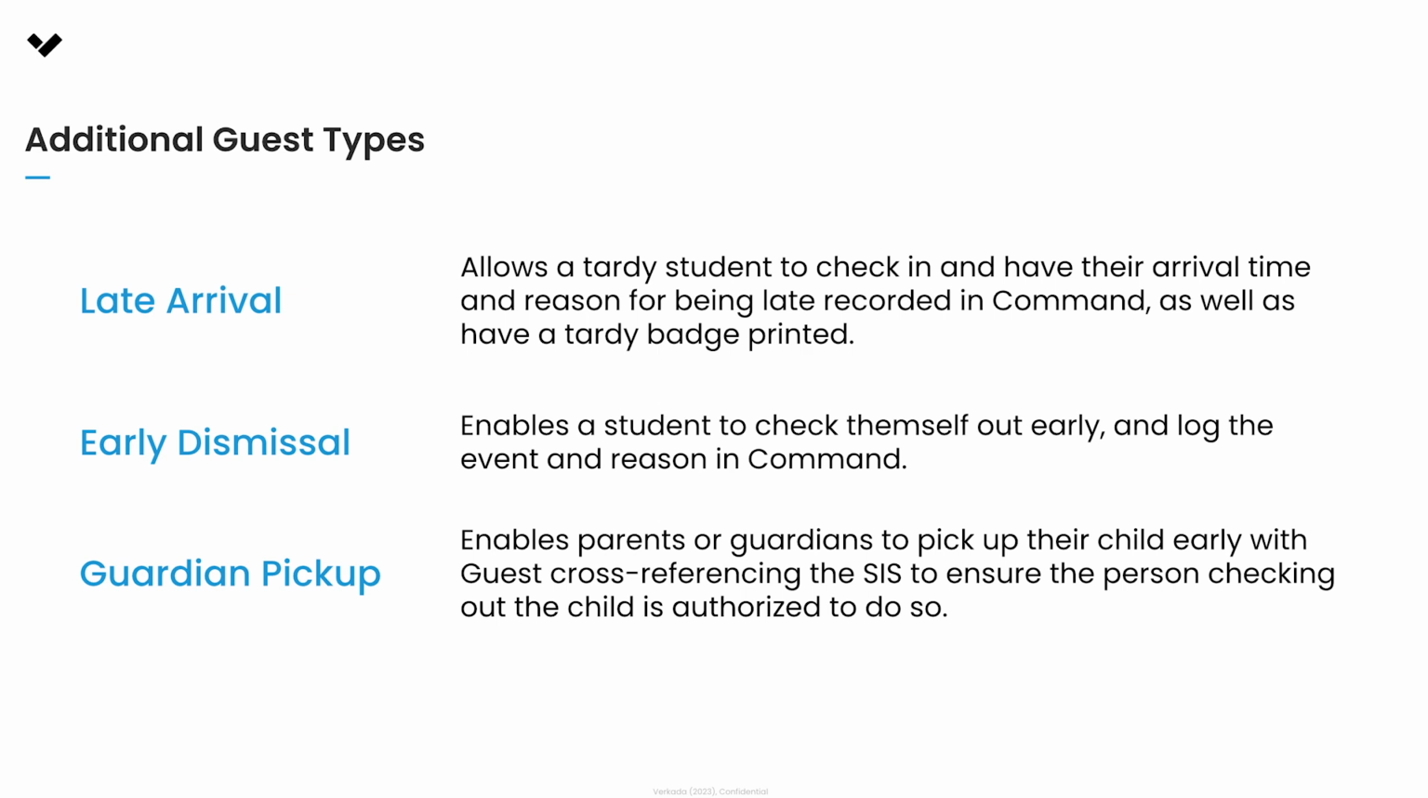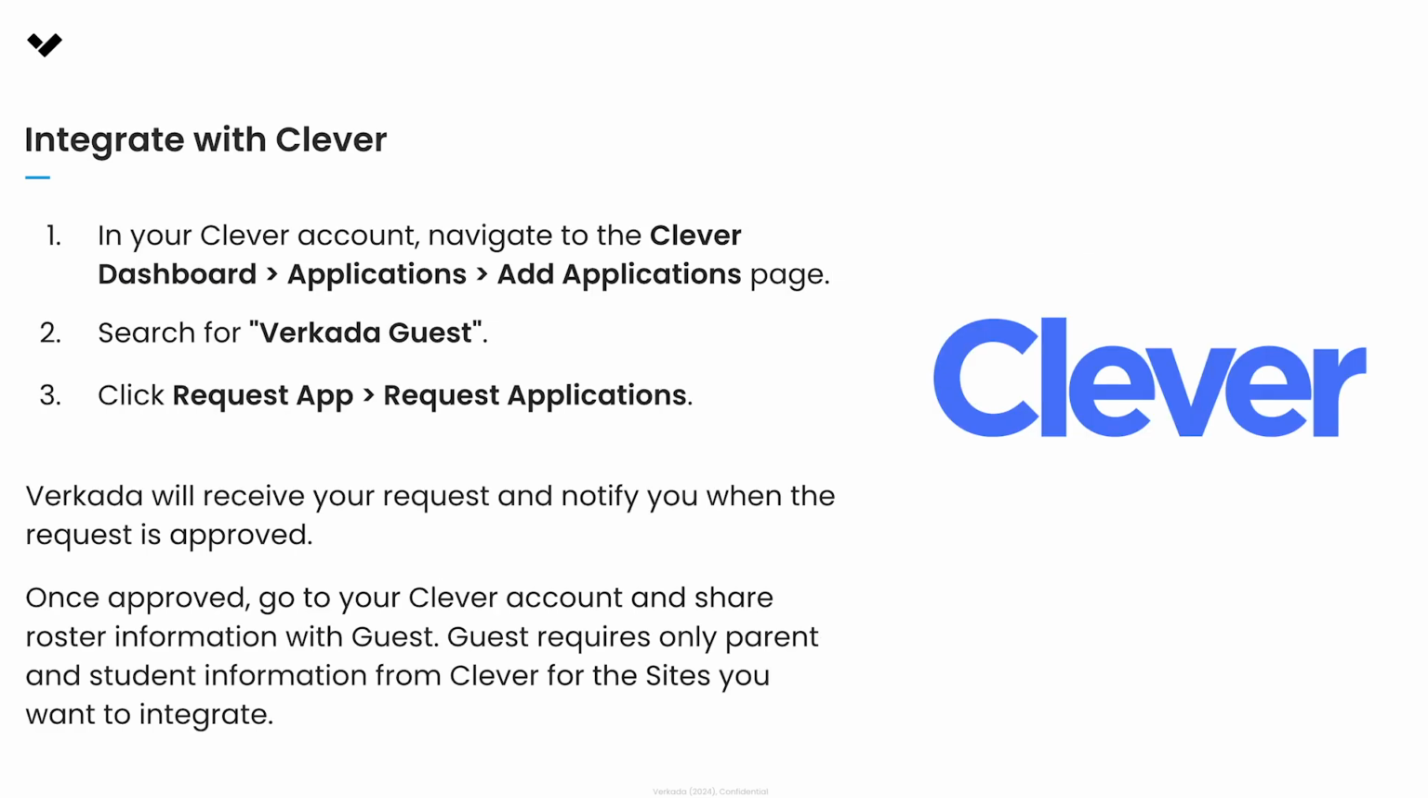The third student guest type is guardian pickup, which enables parents and guardians to pick up their child early, with Guest cross-referencing the SIS that the person checking out the student is authorized to do so. These early dismissal records can also be easily transferred back into the SIS, helping to keep important records all in one place.